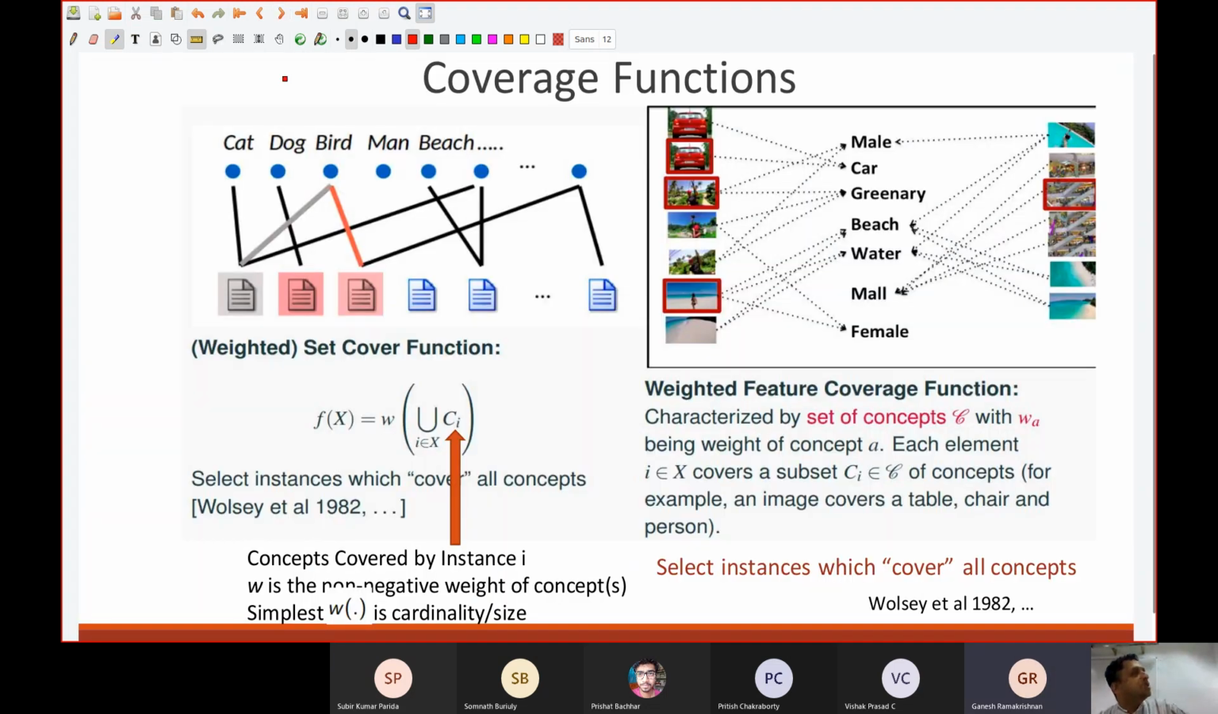The last is coverage functions. What we do in coverage functions is we have certain concepts. Instead of representing other examples, we are now talking about representing words, representing concepts, representing objects. So representation functions were about representing other examples, right? Coverage functions are about covering objects or features.